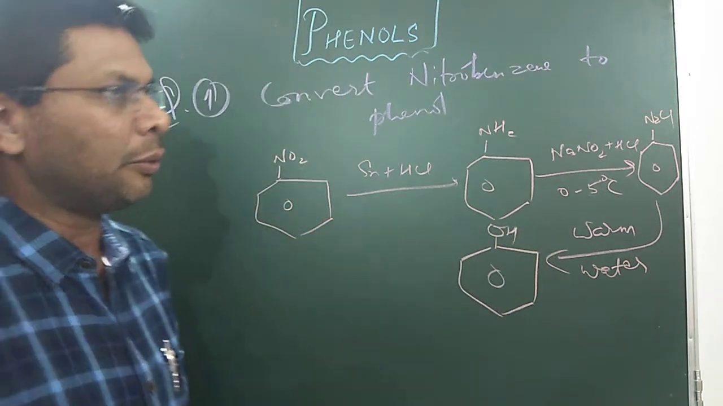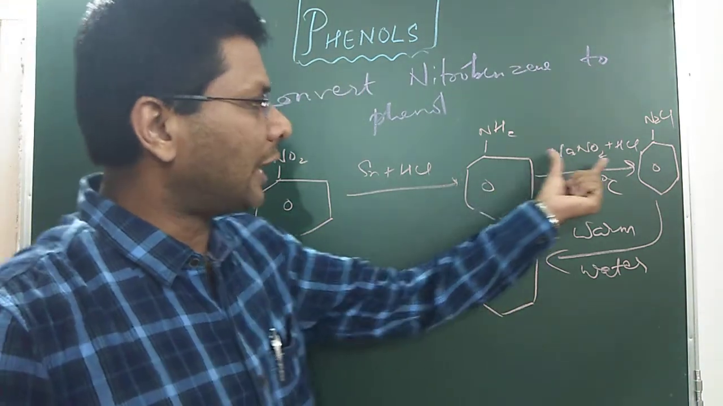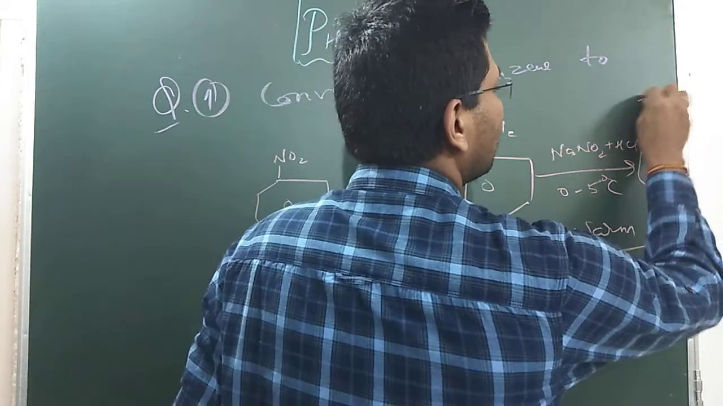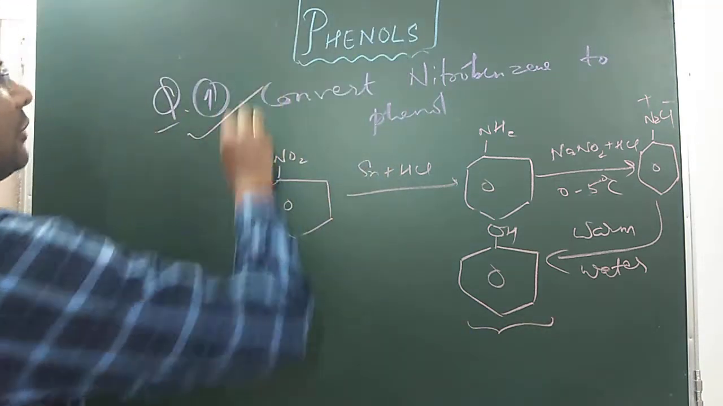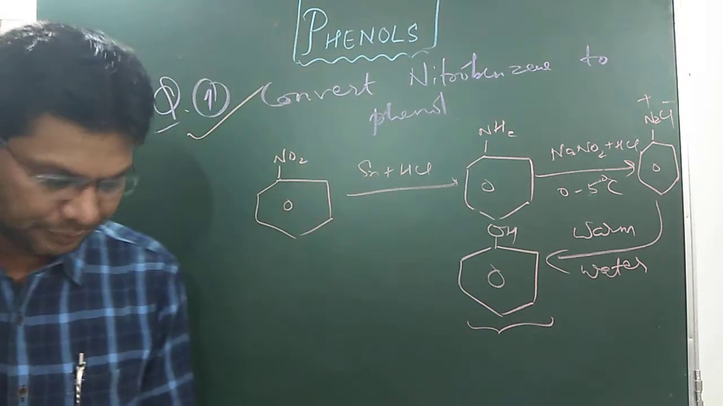So nitrobenzene on reduction gives aniline, aniline on diazotization gives benzene diazonium chloride, which is a salt that is put in warm water to form phenol. So this way we can convert nitrobenzene to phenol.